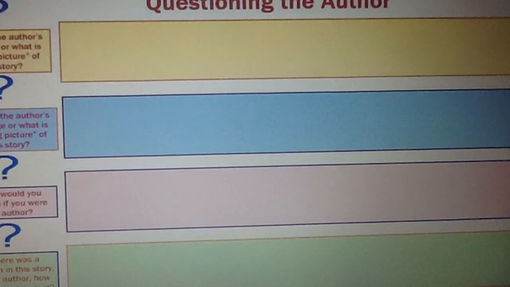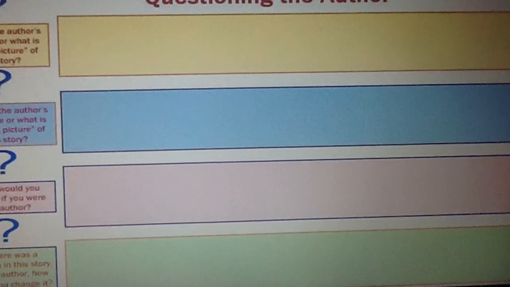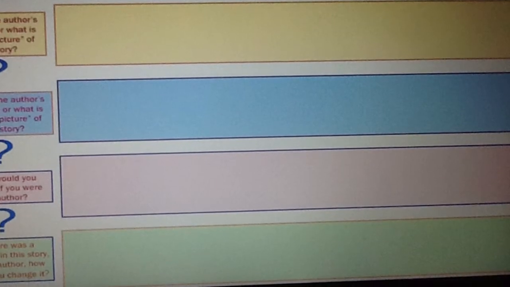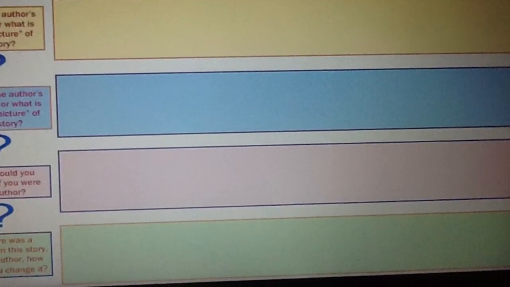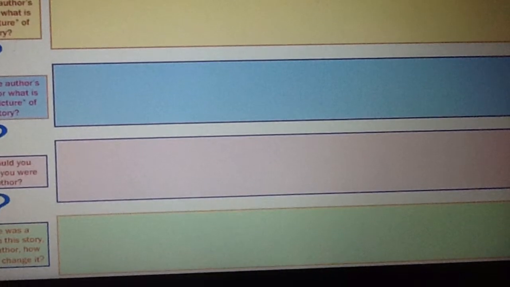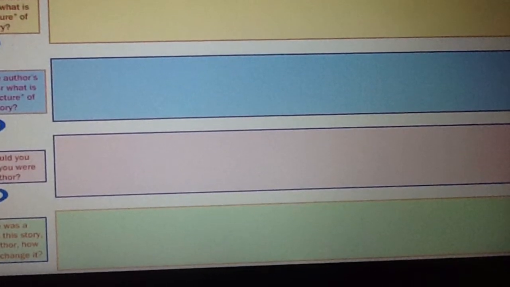The final reading strategy that I selected is questioning the author. This procedure involves discussion, strategy instruction, and self-explanation. It encourages students to reflect on what the author of a selection is trying to say and allows them to build a mental representation of that information.